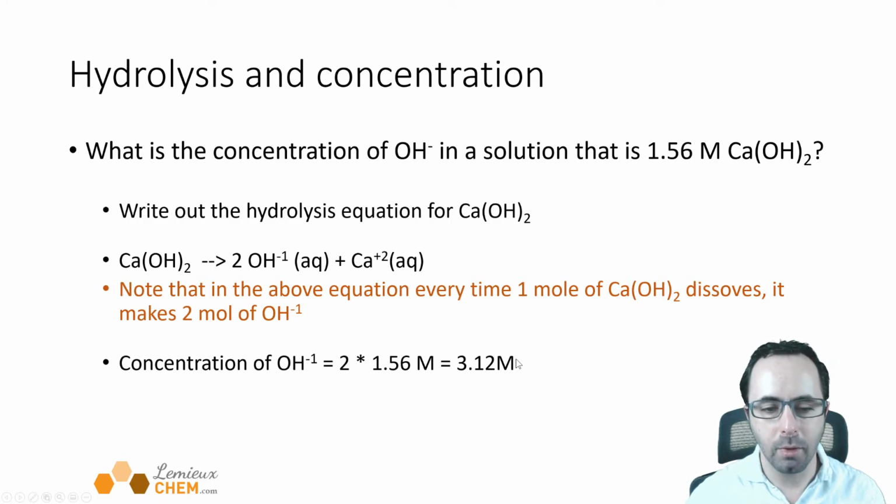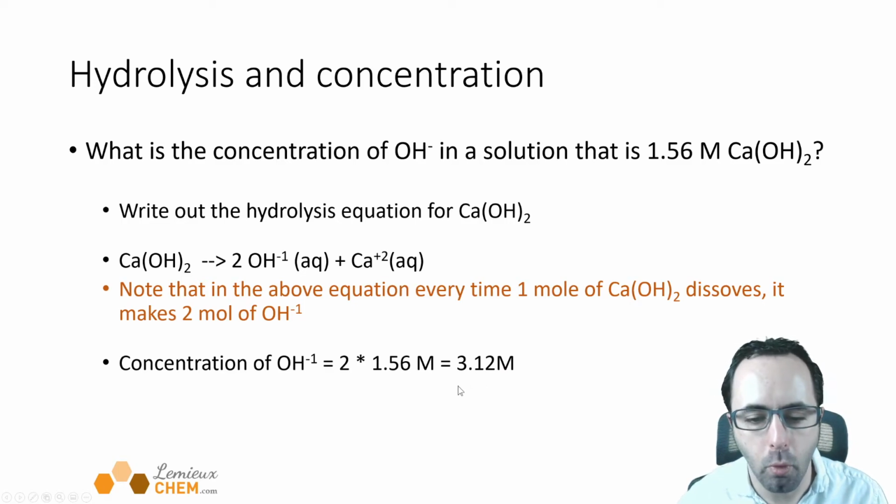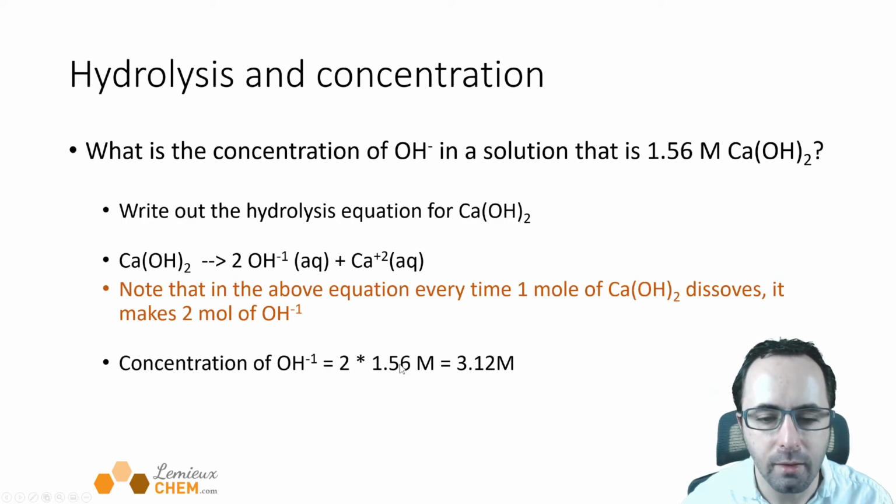And this is exactly because, again, if we have 1 liter of water, that's going to contain 1.56 moles of calcium hydroxide. But when that separates into ions, that will produce that same amount of calcium ions, but it will produce twice as many hydroxide ions. So our concentration of hydroxide ions is twice that amount, 2 times 1.56 molar in this case.